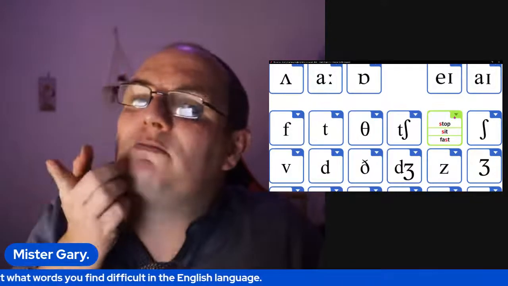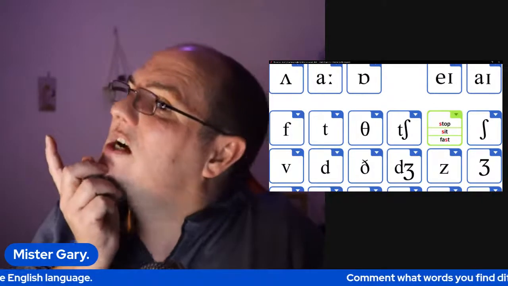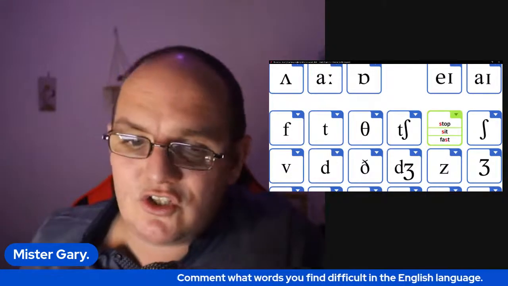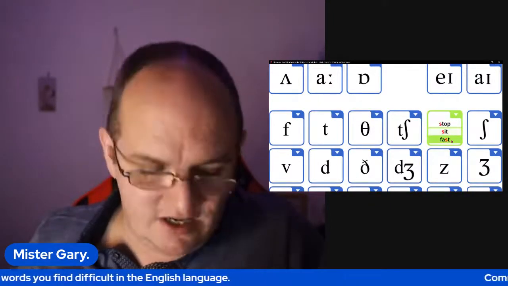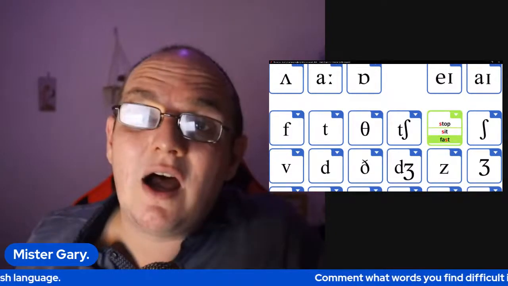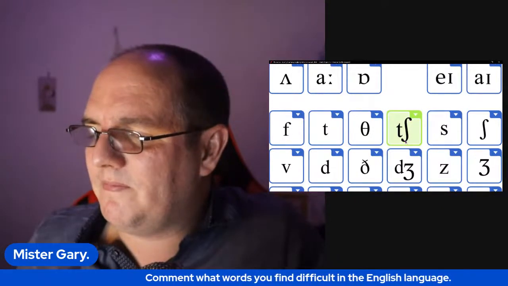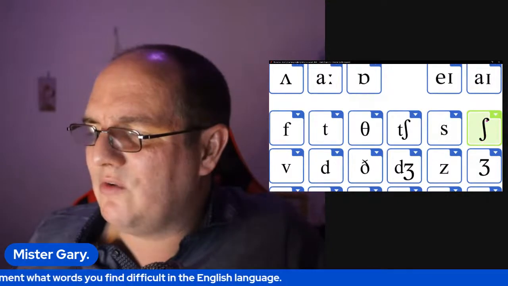Now, tongue comes back a little bit here. Just put a little curl on the tongue. Stop. Sit. And fast. Stop, sit, and fast are the example words here. Now, look here. This symbol and this symbol are the same. So, what sound do you think this is?